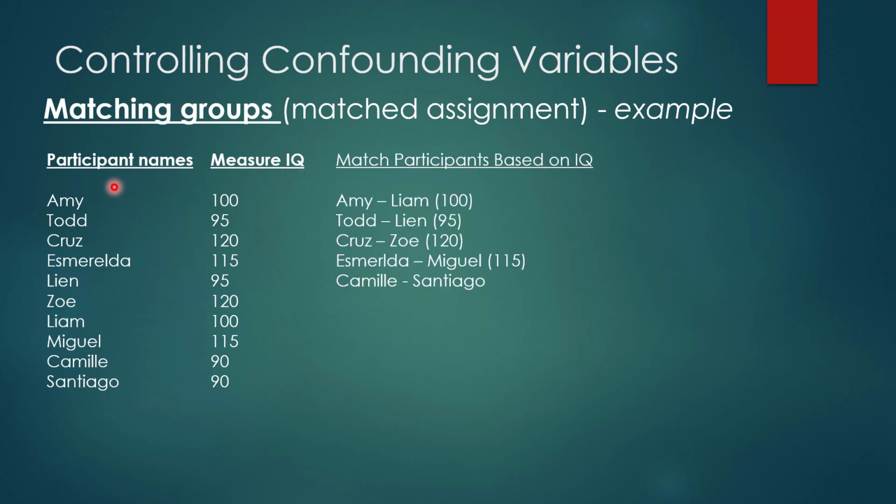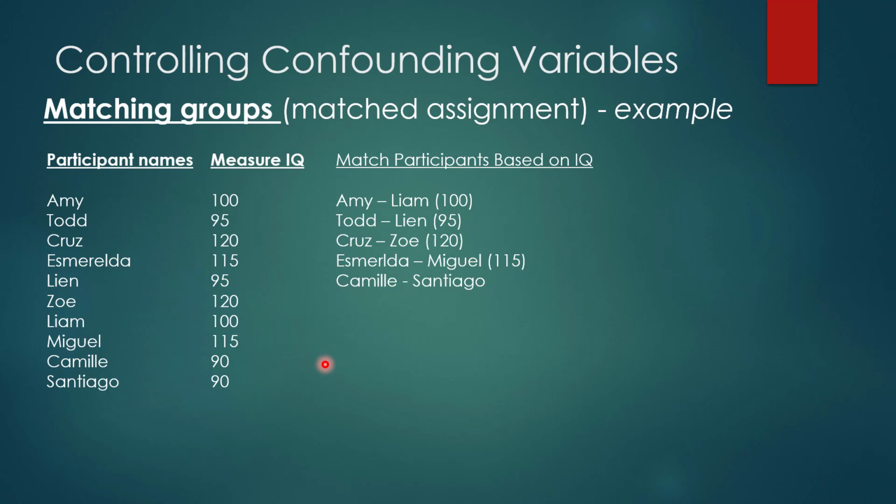So here I've matched Amy and Liam. They both have an IQ of 100. I've matched Todd and Leanne. They both have an IQ of 95. Cruz and Zoe at 120. Smarty pants there. Esmeralda and Miguel at 115. And Camille and Santiago at 90.